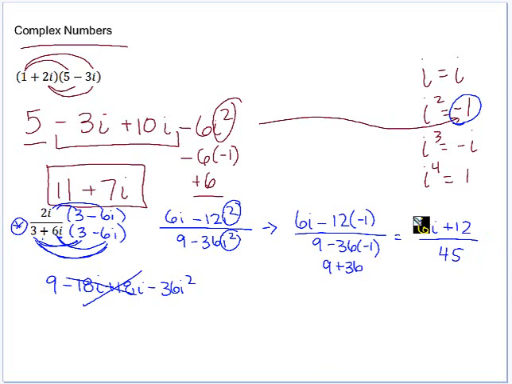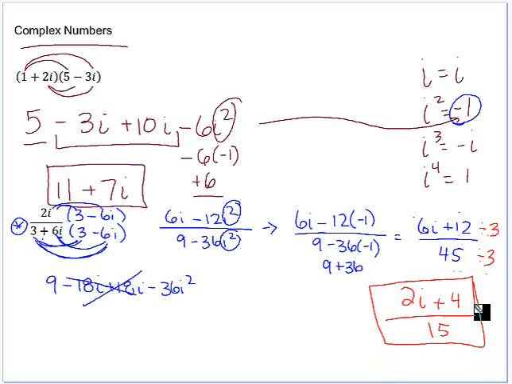This is now only simplified if all three terms have a greatest common factor of 1. That's not the case. We could divide both the numerator and the denominator by 3. 6 divided by 3 is 2, so 2i plus 12 divided by 3 is 4 over 45 divided by 3 is 15. So 2i plus 4 all over 15 would be our simplified solution here.